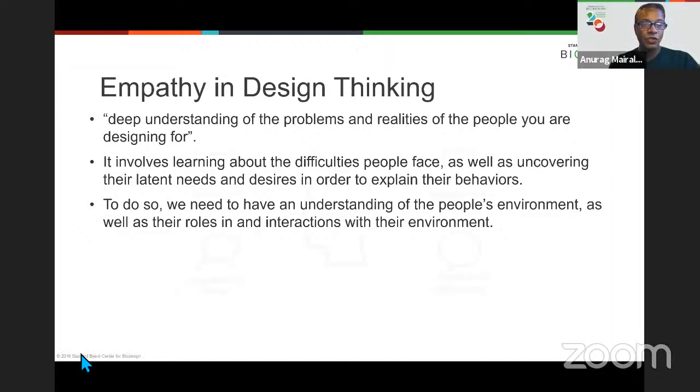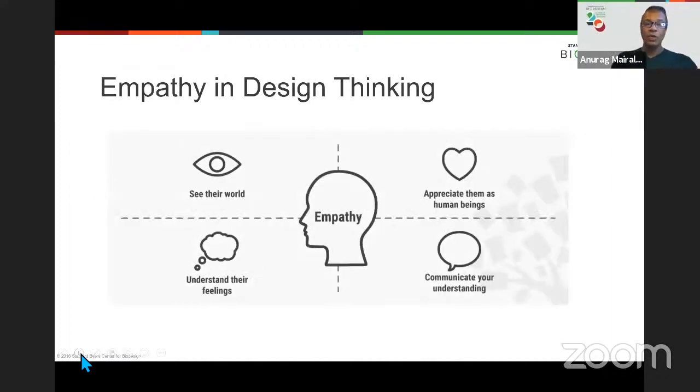Okay, so when you're trying to leverage empathy in design thinking, you want to see the user's world through their eyes. You want to appreciate them and have that respect. You want to understand their feelings, and you want to communicate what your understanding is, and that's a really critical final step.